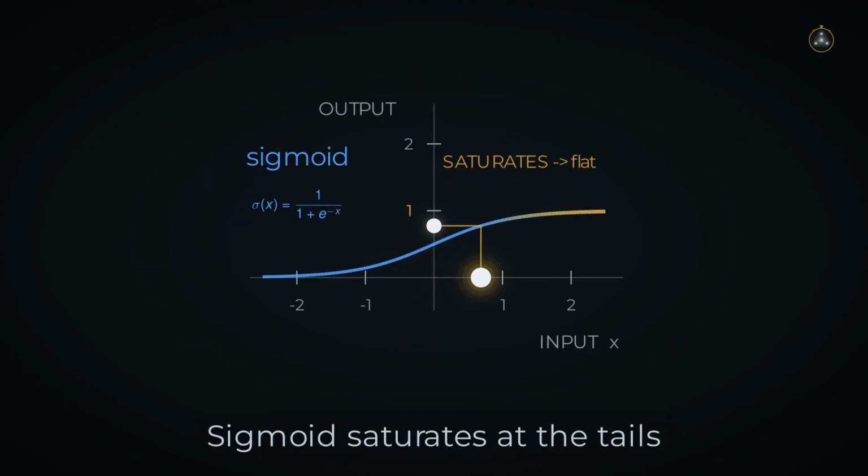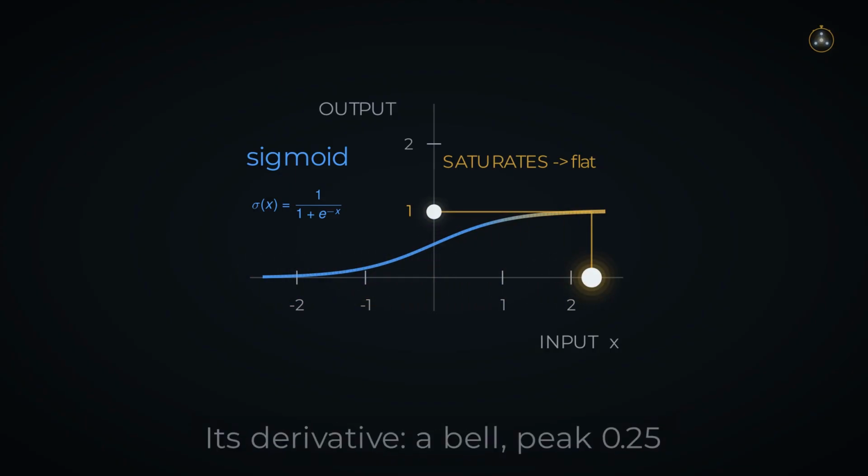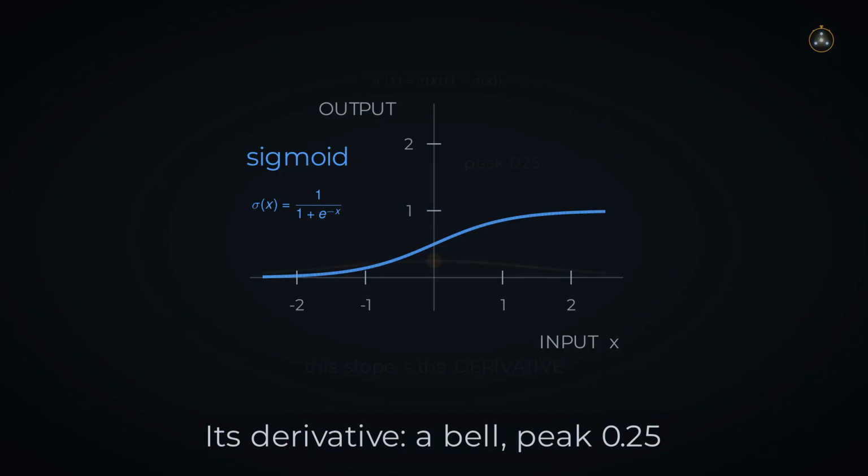Watch the output as I push the input way out to the right. See it flatten against 1? A huge change going in barely moves the output. That's saturation. Now its derivative, its slope. Look, a bell, peaking at just a quarter in the middle, dropping to almost nothing at both tails.